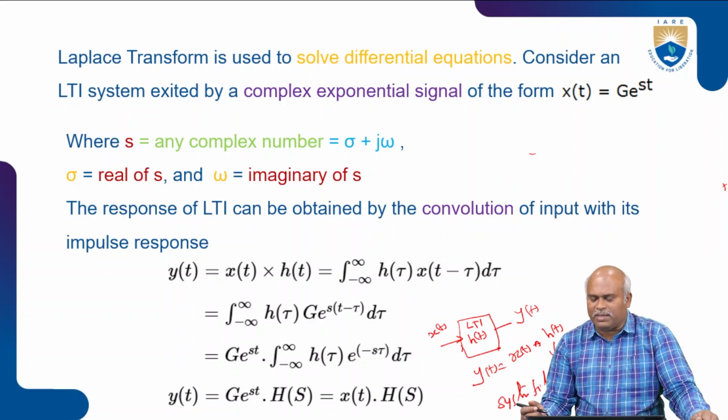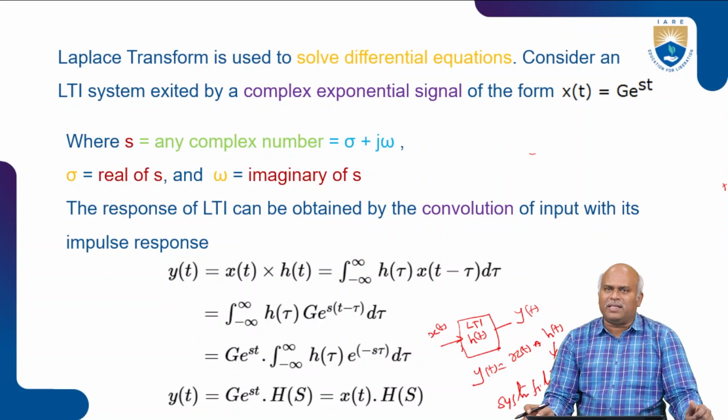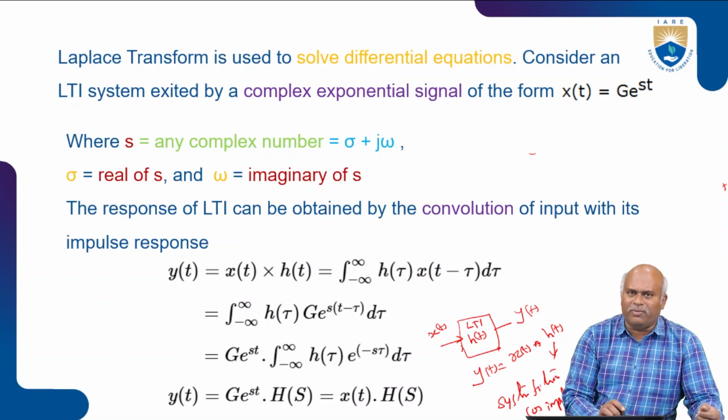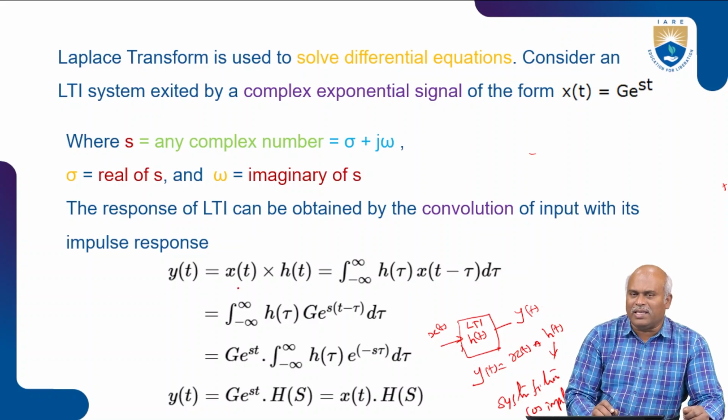Okay, it will be represented by this one. Based on that condition, I write y of t is equal to x of t convolution h of t. So if x of t convolution h of t, I rewrite the equation as the integration from minus infinity to plus infinity of h of tau x of t minus tau d tau.